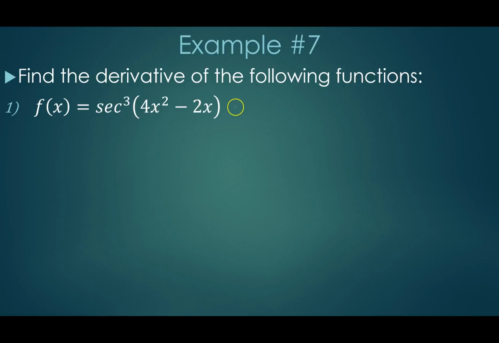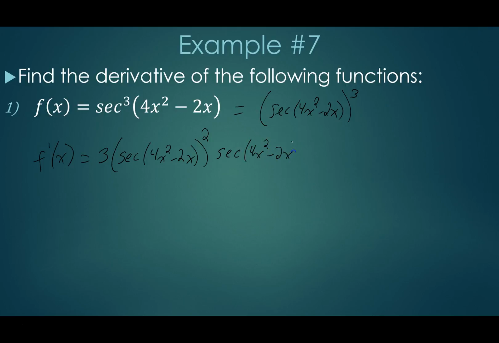So I'm going to rewrite this as secant of the angle 4x squared minus 2x, cubed. So, the way the derivative works, because it's a power rule, the exponent goes in front, and I rewrite the secant part as secant of 4x squared minus 2x. It's now raised to the second power because it's decreased by 1. And now then the derivative of the inside. Derivative of secant is secant tangent, so it's secant of the angle 4x squared minus 2x times tangent of the angle 4x squared minus 2x.